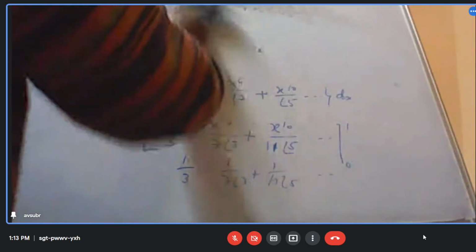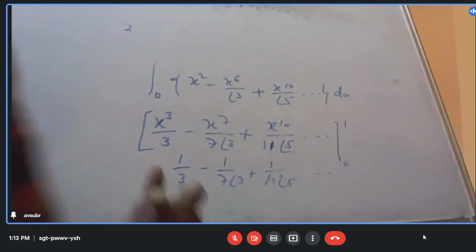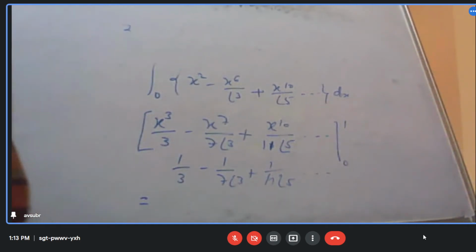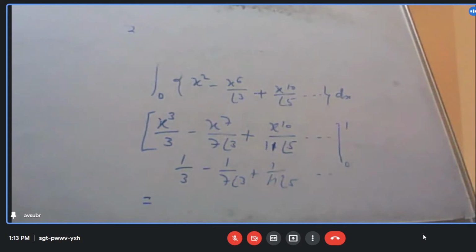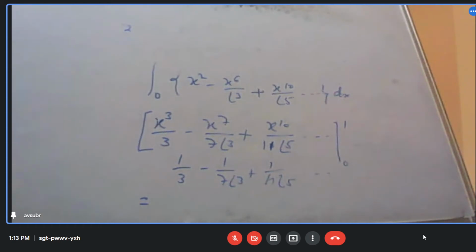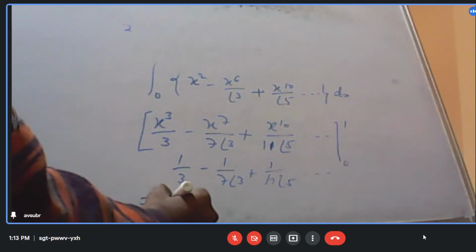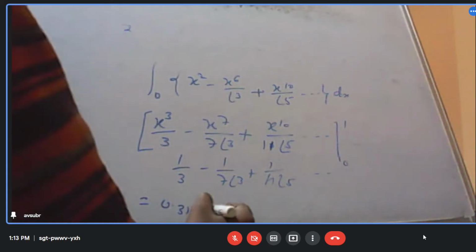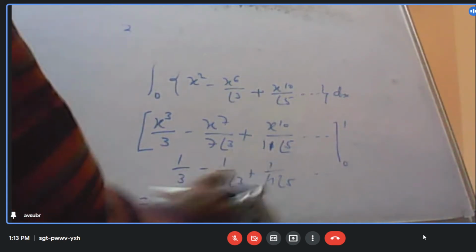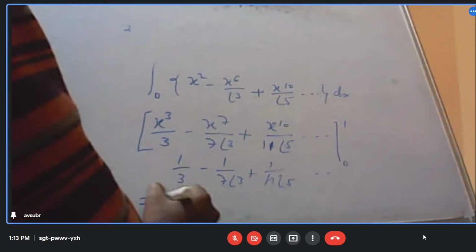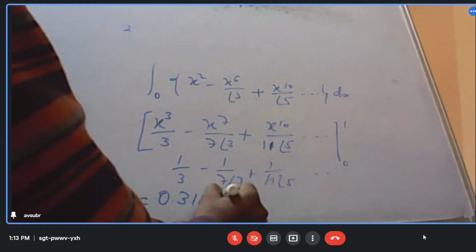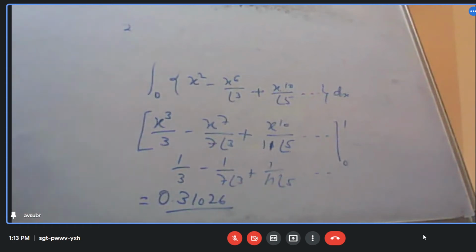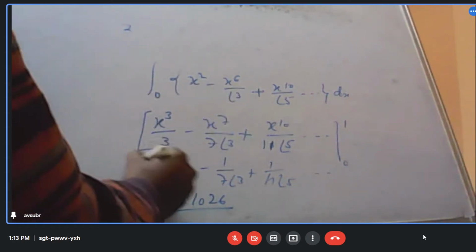So what will be the value of this? What will be the value if you solve? This value comes out to be approximately 0.31026. तुम्हारा sin 1 की वैल्यू यही आ रही है, 0.31026. This is what its value will come out.